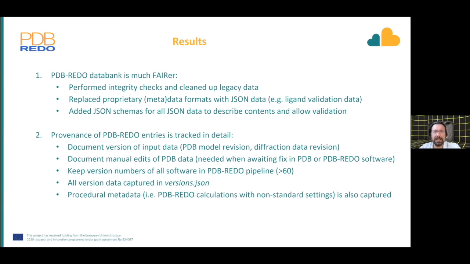So this is tracked. And the PDB-REDO pipeline consists of quite a lot of programs, more than 60 at this point. And all these programs have impact on the outcome. So you need to keep track of all the versions of all the programs that are used, so you can also completely redo the calculation if you have to. And all this information is captured in the file called versions.json, again, with a JSON schema attached to it. But we also keep procedural data. So if you run PDB-REDO with non-standard settings, this is also captured. So completely reproducible now, hopefully.